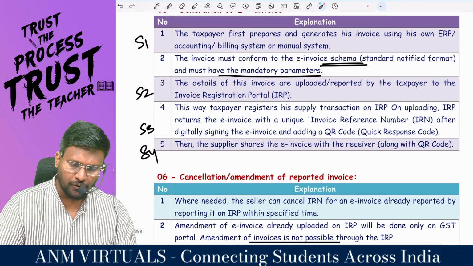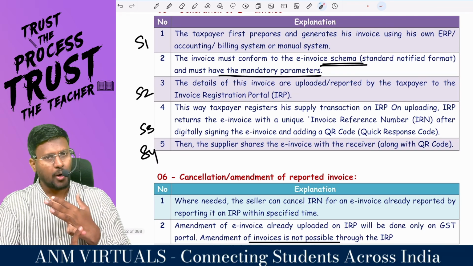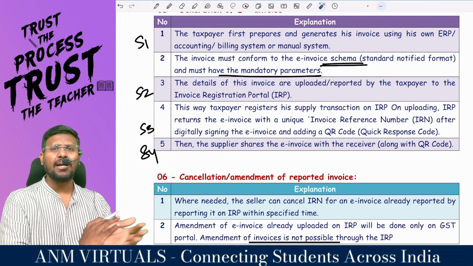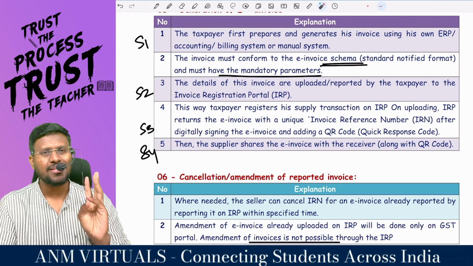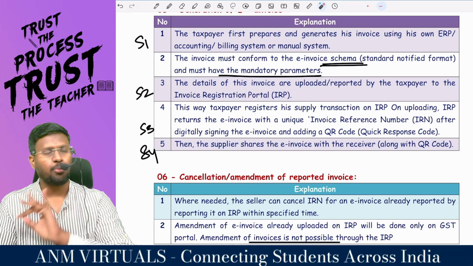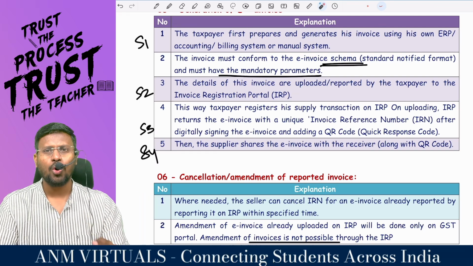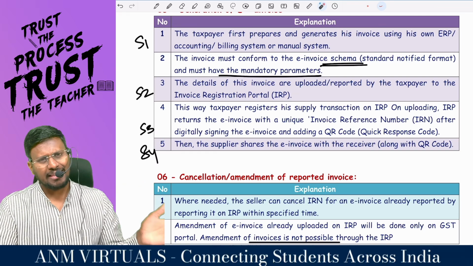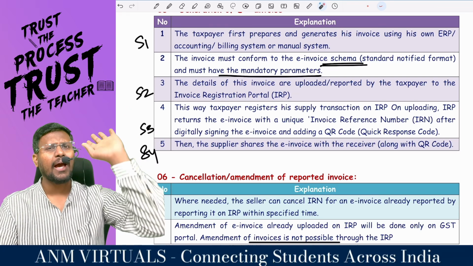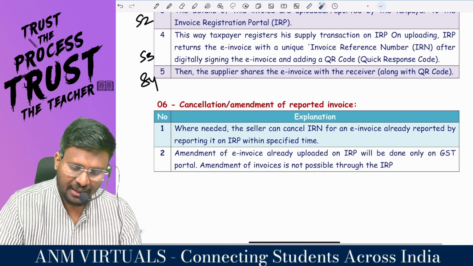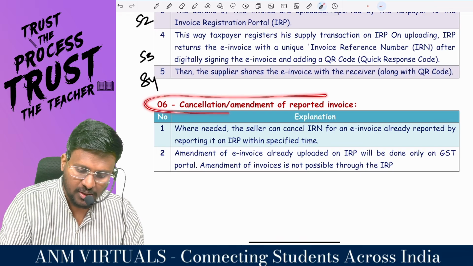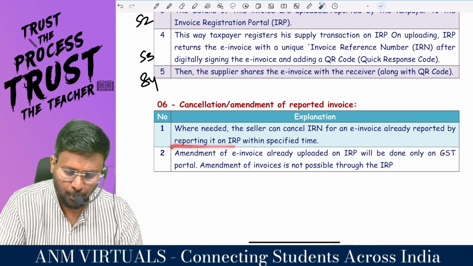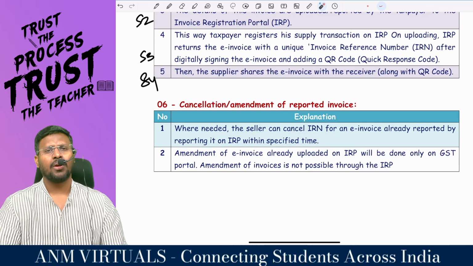So it's a 4-step approach. Step number 1, first you have to prepare the e-invoice by using your own software. Then you have to upload that in the IRP, which is the invoice registration portal. Then they will generate IRN along with the what code? QR code, and that invoice will be shared to you. You can share it with your recipient. Cancellation or amendment of reported invoice. Sir, where needed, the seller can cancel IRN for an e-invoice already reported by reporting it on IRN within what time? We will tell you the particular time.